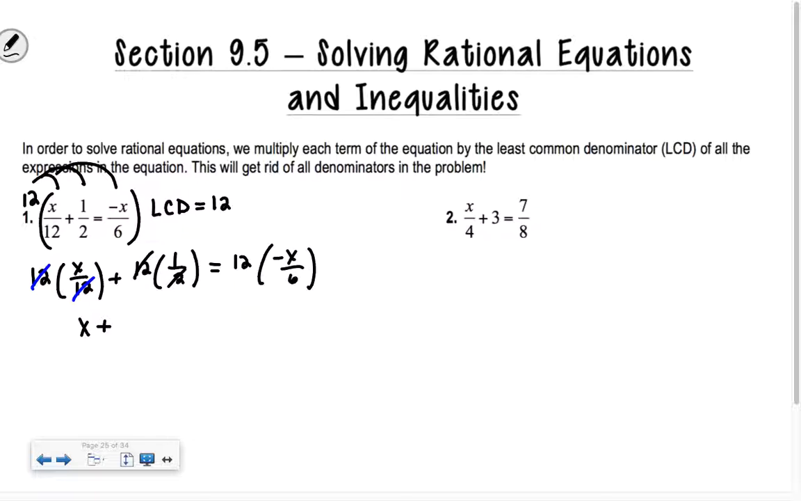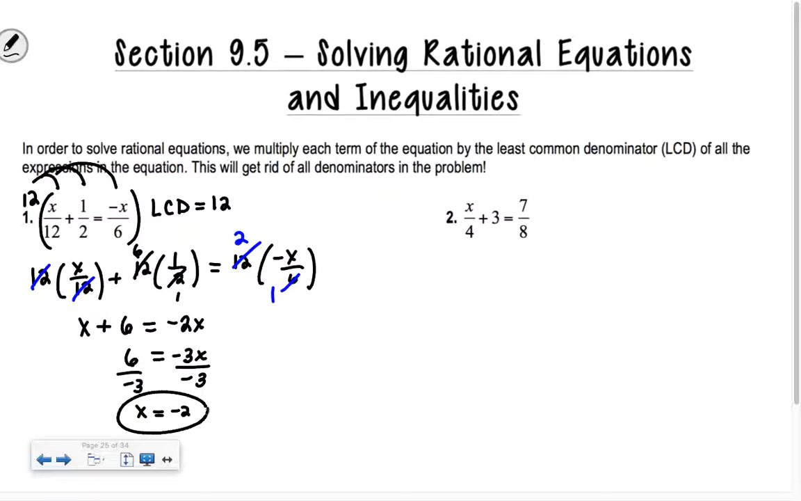All right, so then the 12 and the 2 reduce out to 6 and 1. So we get 6. And then equals, and then the 12 and the 6 reduce out to 2 and 1. Joey, you with me? So we get 2 times negative x is negative 2x. Then we get everything on one side. So I'm going to subtract the x over. So I get negative 3x equals 6. And I divide by negative 3, divide by negative 3. So your answer then is negative 2. Okay, and that's it.